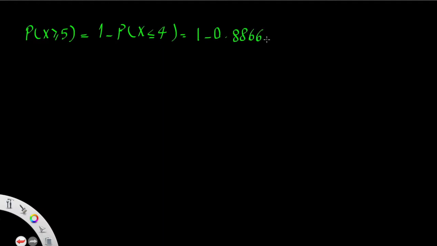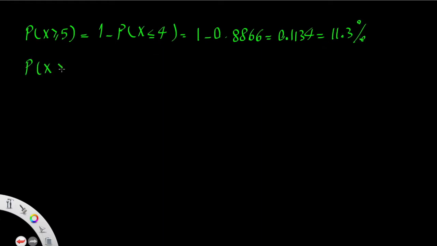Using what we found on the last page, you can say that the probability of x greater than or equal to 5, where x is the number of 6s obtained in these 16 trials, is 1 minus the probability of x less than or equal to 4, which is 1 minus 0.8866, which is equal to 0.1134, giving you an answer of 11.3%, correct to three significant figures.